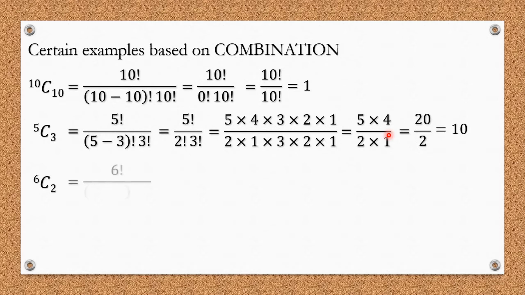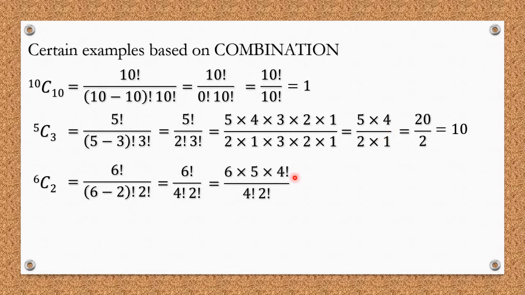Then 6C2. So 6 factorial upon 6 minus 2 factorial into 2 factorial, that is 6 factorial upon 4 factorial into 2 factorial. So that is 6, 5, 4 factorial, and 4 factorial I will cancel. So 6 into 5 upon 2, that is 30 upon 2, 15.